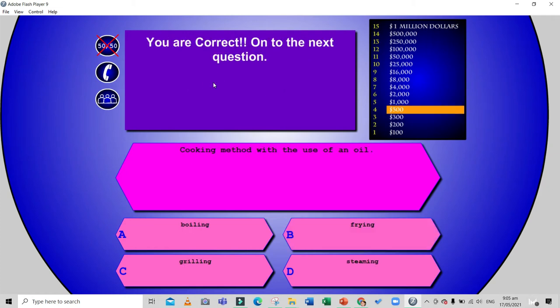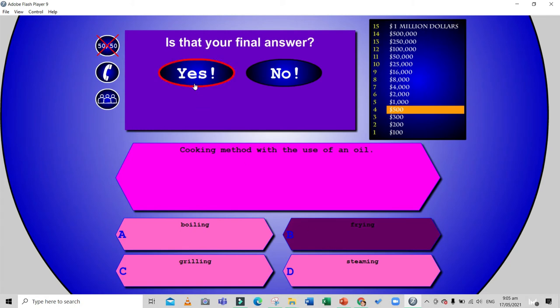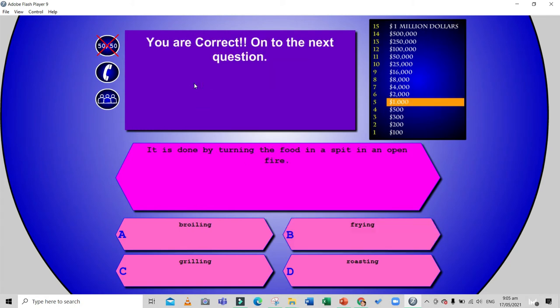Okay, for number 4, cooking method with the use of an oil. Is it A. Boiling, B. Frying, C. Grilling, D. Steaming? Let us choose letter B. Next question. It is done by turning the food in a spit in an open fire. Is it A. Broiling, B. Frying, C. Grilling, D. Roasting? The answer is B.